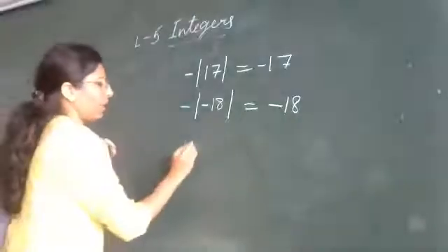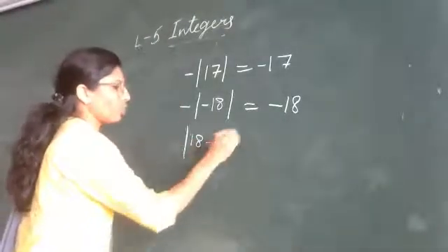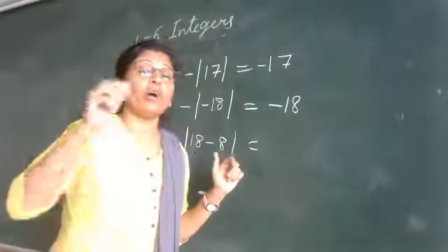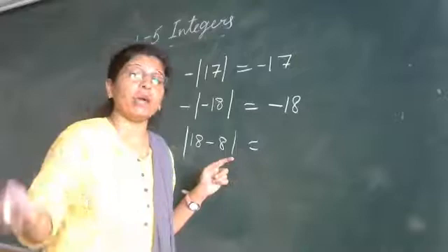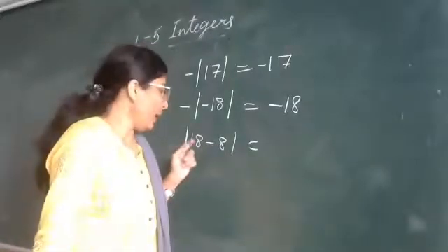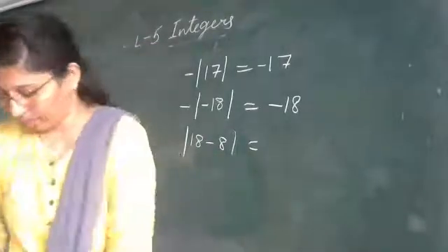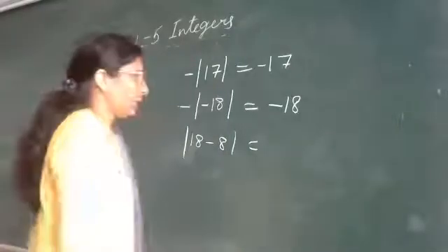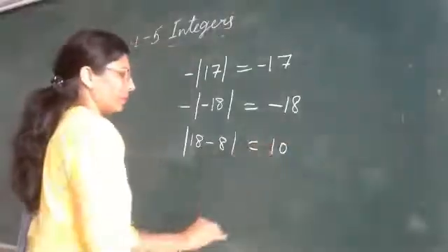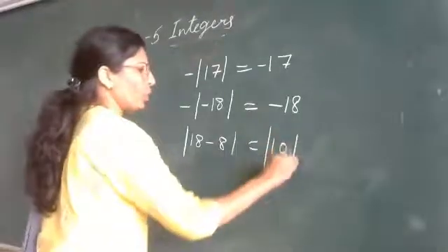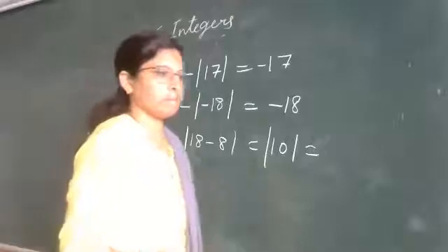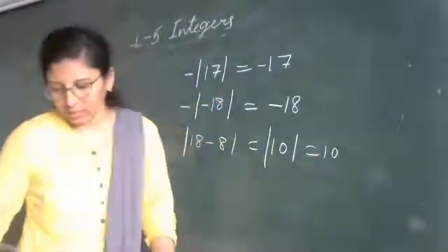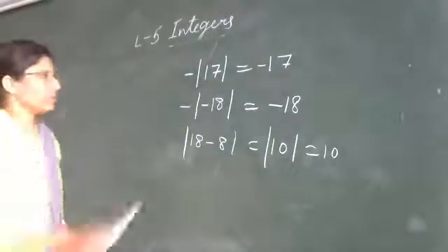Now see next. Absolute value of 18 minus 8. When you have an example like this, first you have to solve it and then write the absolute value. So 18 minus 8 is 10, and its absolute value is 10 only.